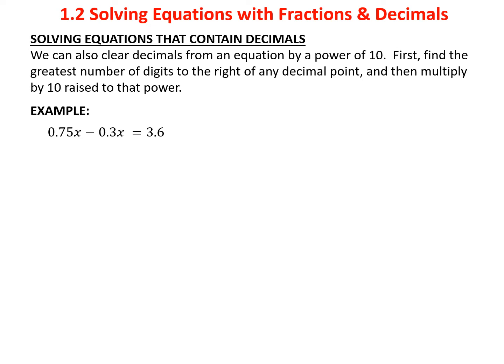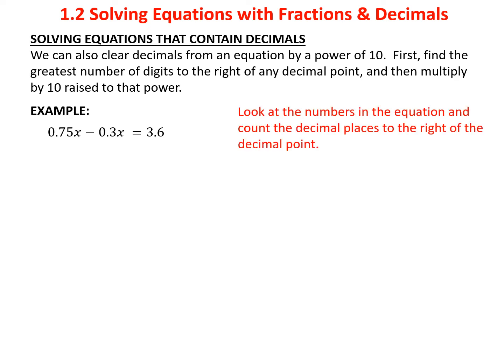Now, another problem that students don't necessarily like to do is problems with decimals. So we're going to show you a way to get rid of decimals in any equation, just like we did with fractions. We can clear decimals from an equation by a power of 10. Anytime you multiply a number by 10, the decimal point moves to the right. So first we want to find the greatest number of digits to the right of any decimal, and then we can multiply by 10 raised to that power. For example, here, look at all the numbers that I have in my equation.